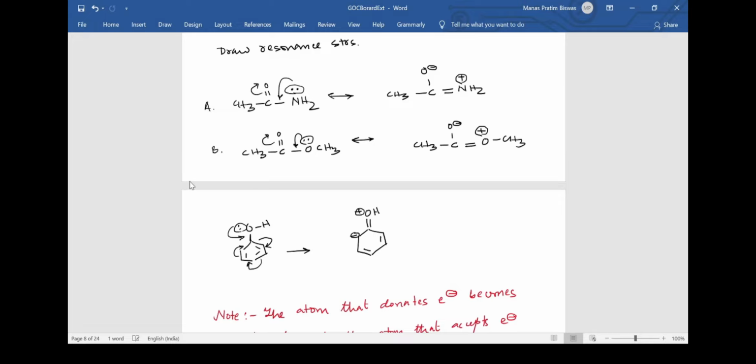Now what we can do is question which one will be more favorable: the shifting of nitrogen to oxygen, or the shifting of oxygen to oxygen. That is, which of these resonating structures is more stable, this one or this one. Questions like this might come, and I'll take this up in a few moments. You just need to patiently listen to what I'm saying, and I'll take this up in a few minutes.